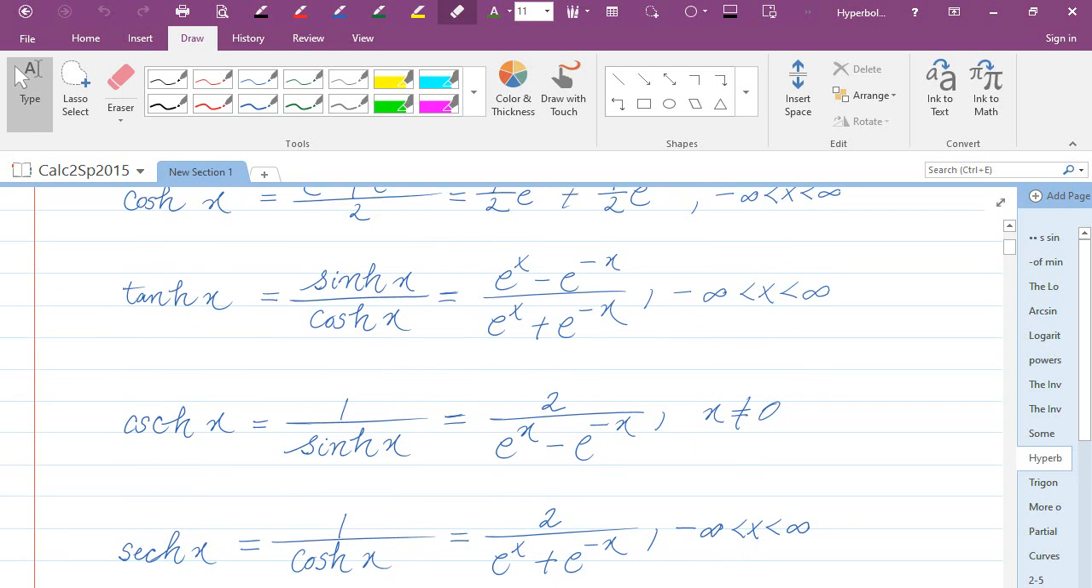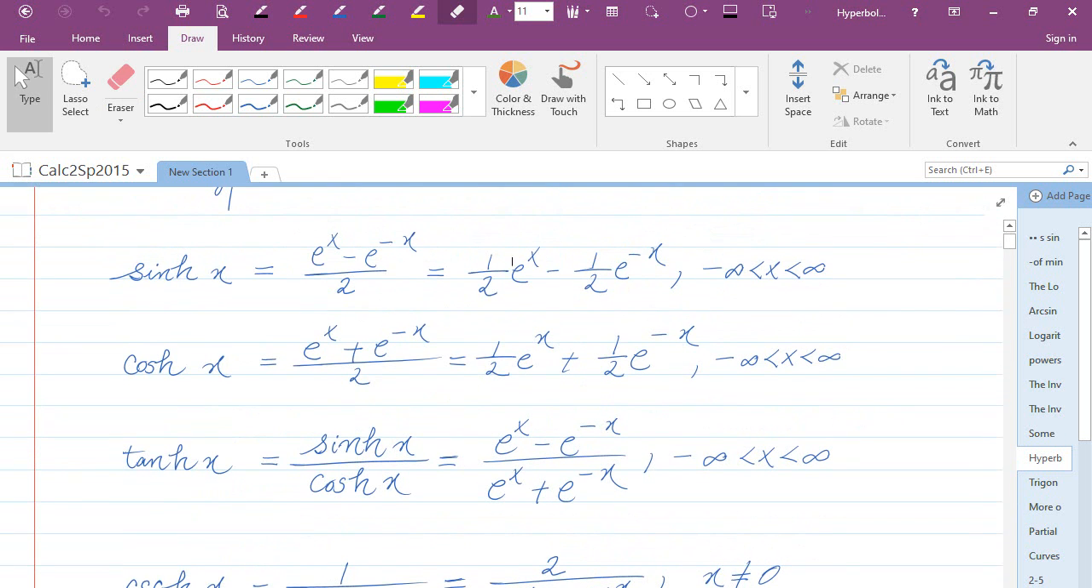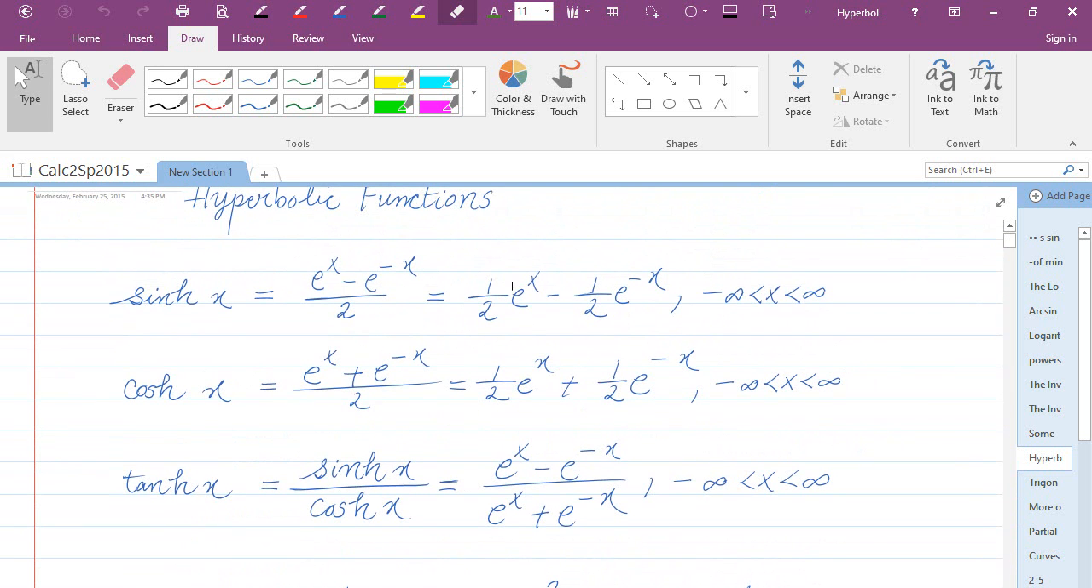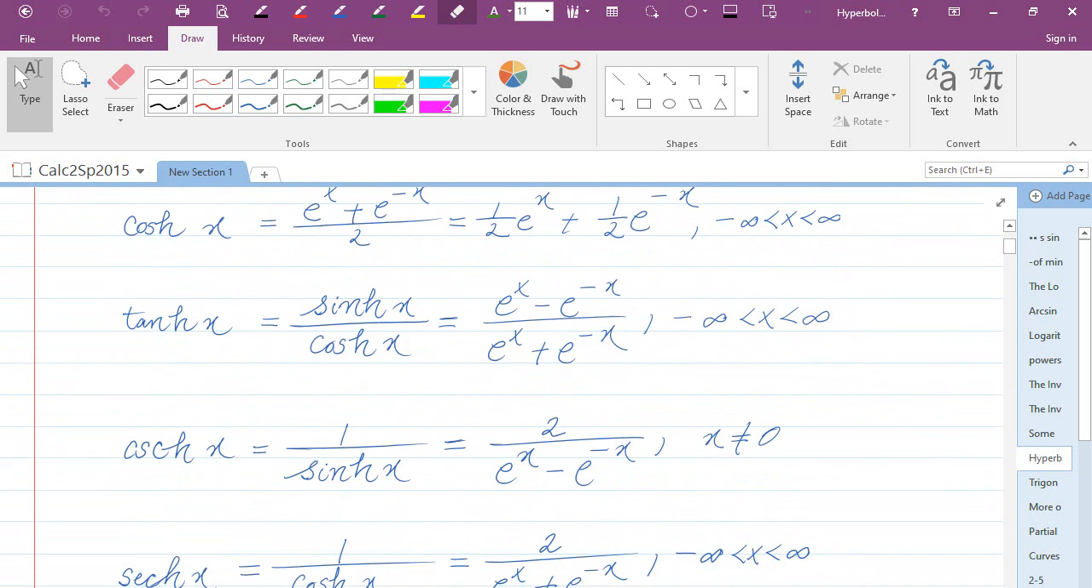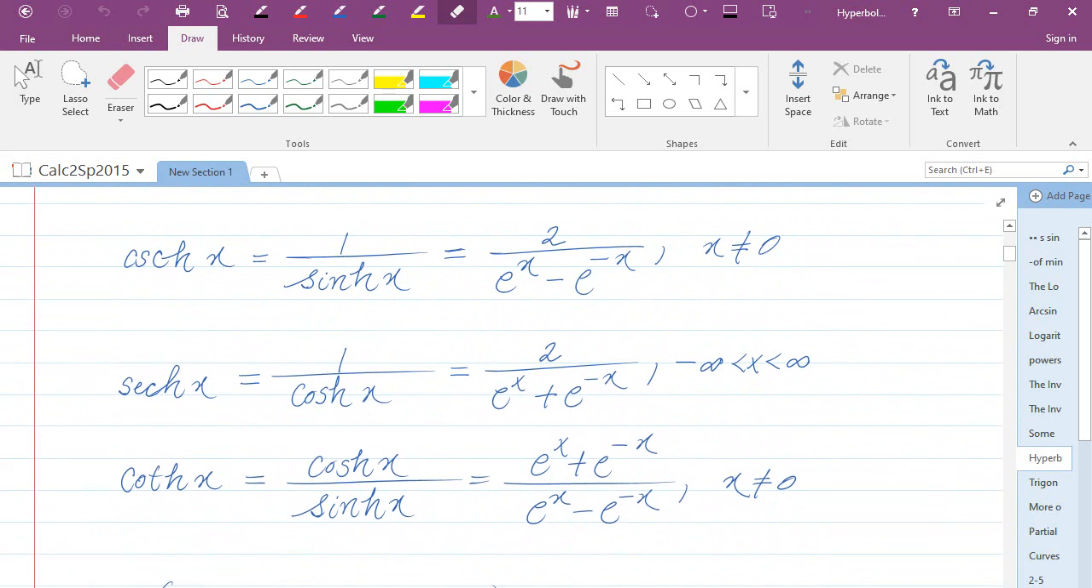All right, so these are the three main hyperbolic functions that we're going to be looking at in detail, but there are three others. We can define hyperbolic cosecant of x as 1 over hyperbolic sine of x, which in terms of the exponential function is given by 2 over e to the x minus e to the minus x. The domain of this function would be the set of all real numbers except for 0, because when x is 0, the denominator here is 0.